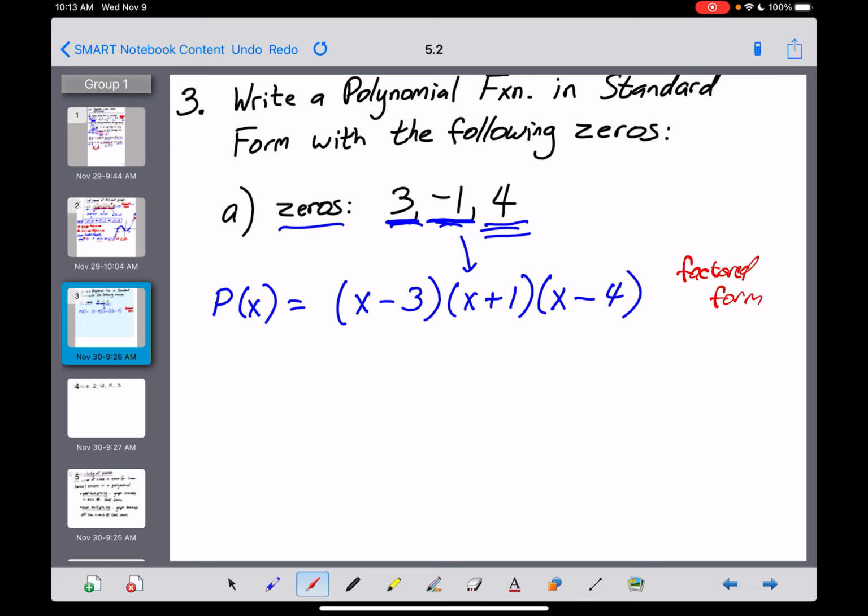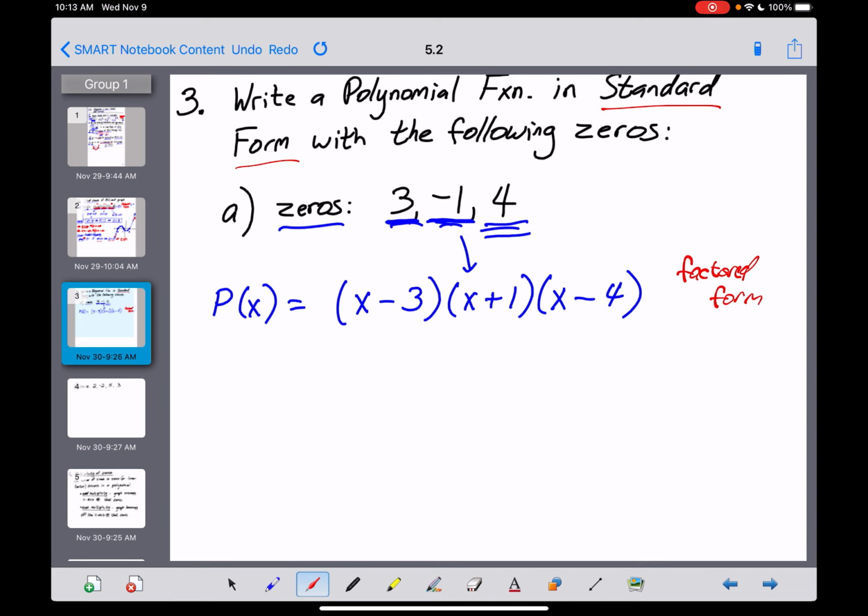Unfortunately, the directions tell us we're supposed to write our polynomial function in standard form. So what do we get to do now, guys? We get to multiply this out. And I think this is going to be the first time this year that we have FOILed out 3 different binomials together. So here's the way I'm going to do this, guys. This is a 3-part multiplication problem.